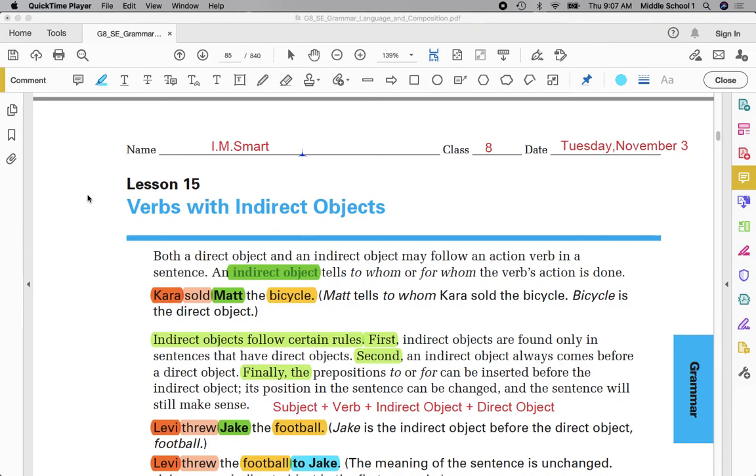Good morning, 8th grade. Today we will be working with lesson number 15, which is found on page number 79 in your packet. Please put your first and last name at the top of the paper, Class 8, and today's date, Tuesday, November 3rd.